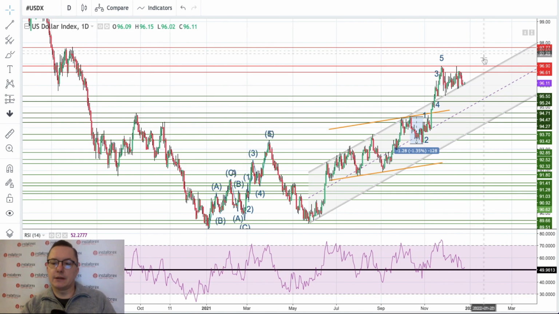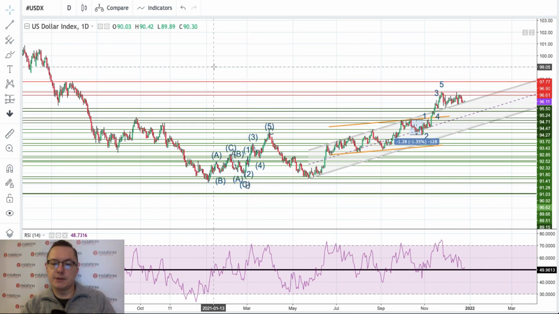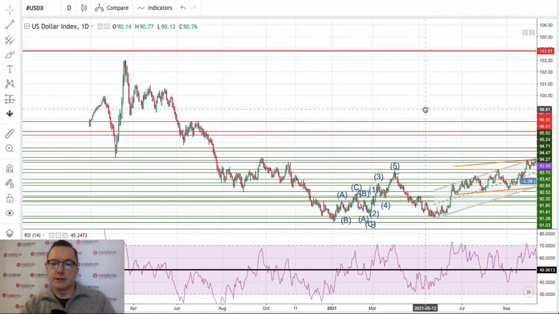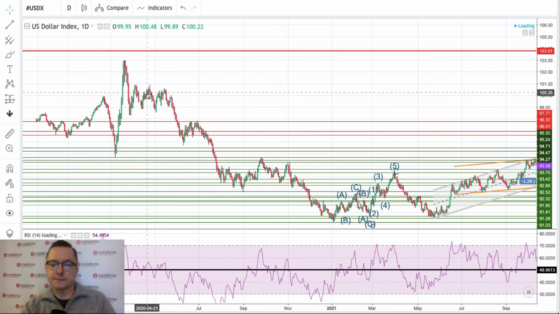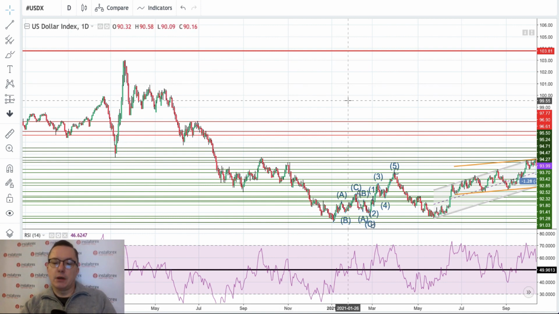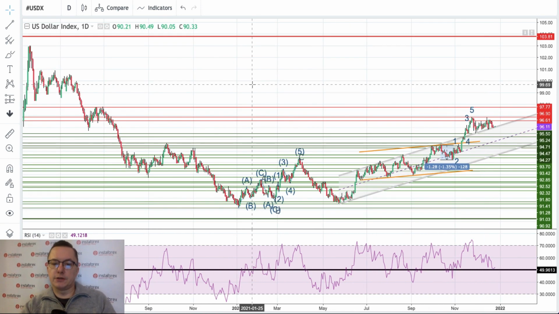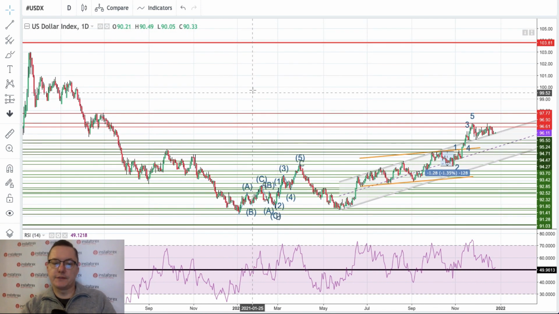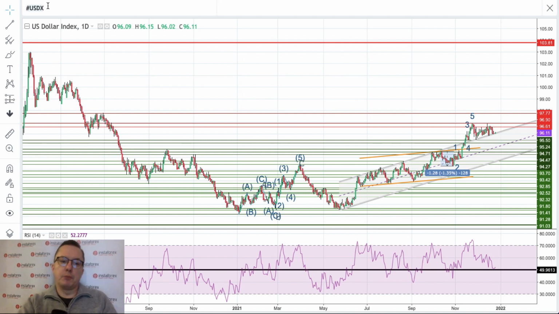So we might get there quite soon enough, and then of course continue even higher towards the level of 99, and then maybe, just maybe, we can even hit the highs of 2020, which are at the level of 102.99, basically 103. So there is still a long road for the US dollar index. However, it looks very good for both.